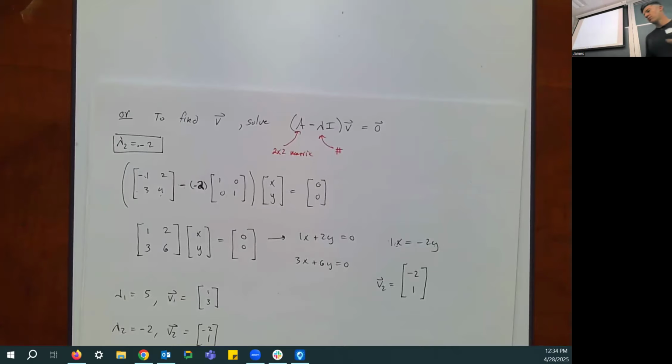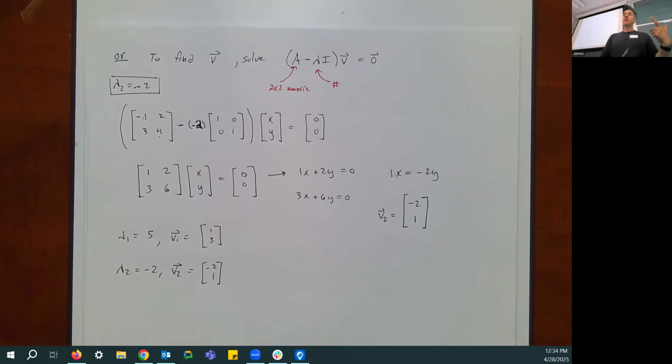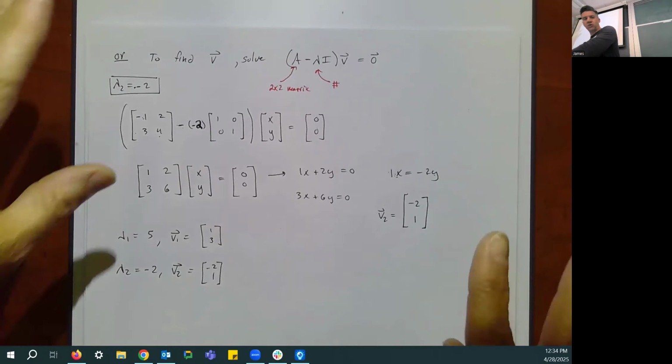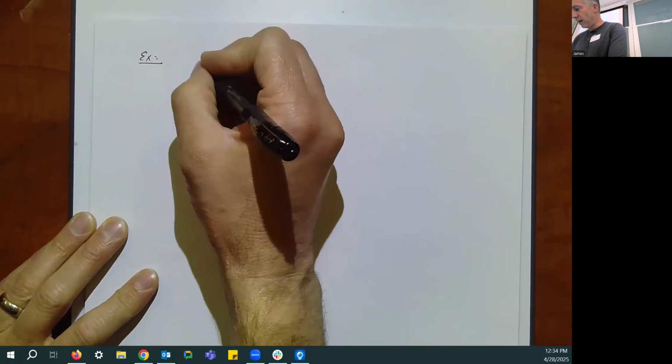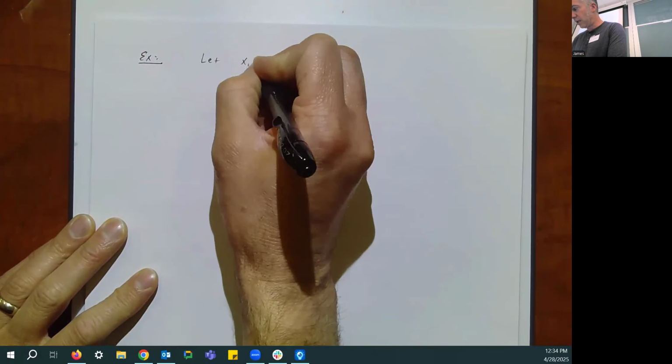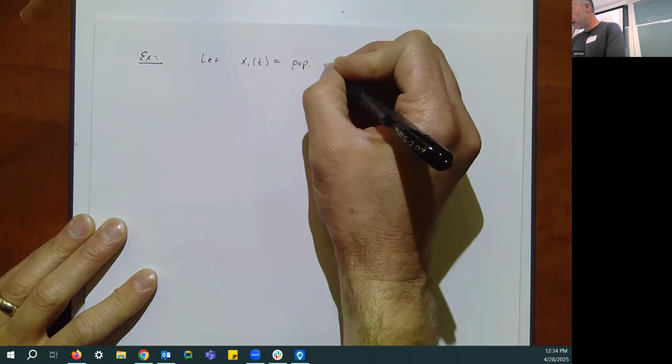All right, so the reason we're talking about all this is because we're now going to try to set up some equations for a linear system of differential equations. So let's look at this first example here. Don't worry, we're about to use both of the things we just talked about. So, an example. We're going to let x1 of t equal a population of predators at time t.